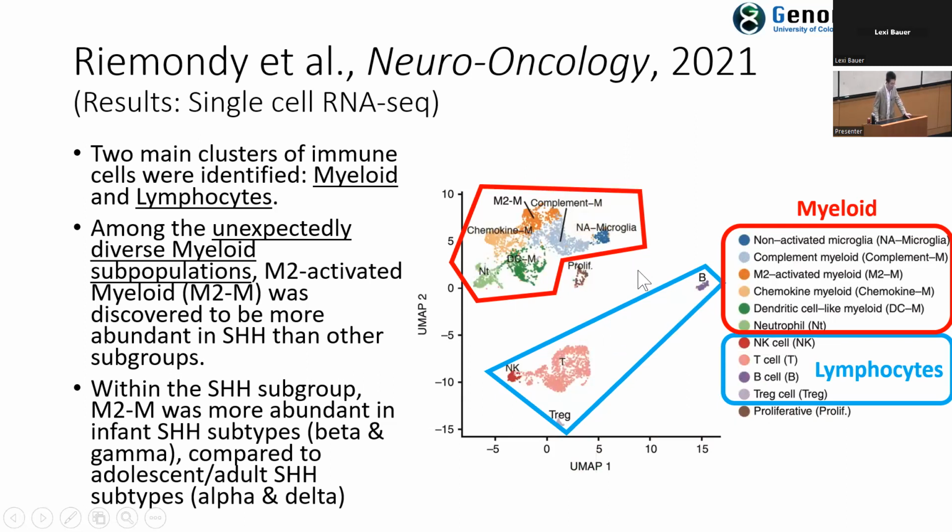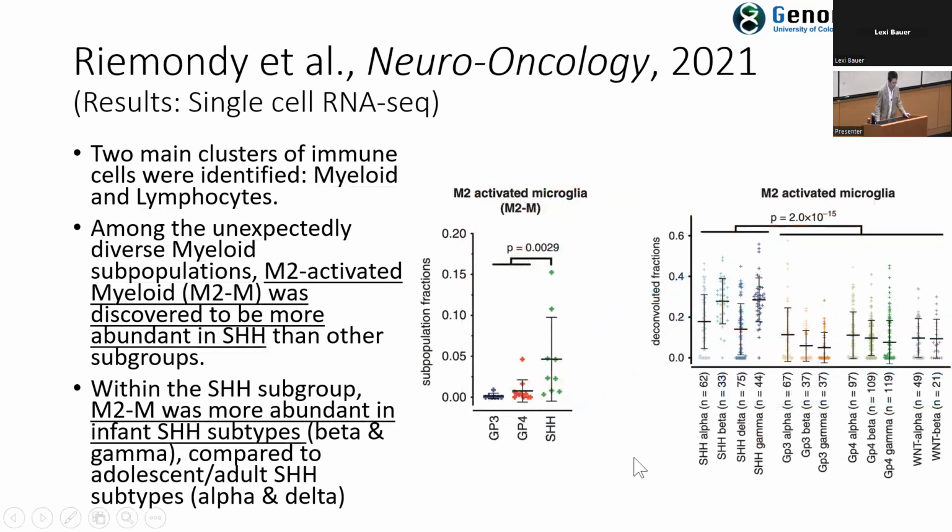So what's going on there? Well, there's one in particular that turns out to be very, very interesting. They look at all of these different subpopulations of the myeloids, but this one in particular, the M2 activated myeloid, was unique. What made it unique was that these M2Ms were discovered to be more abundant in the SHH subgroup than any other subgroup.